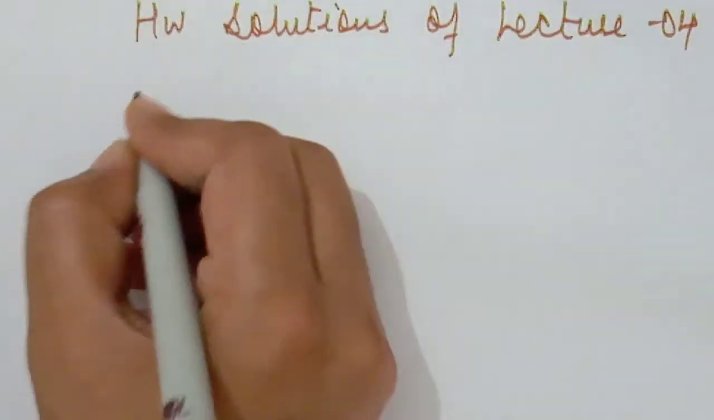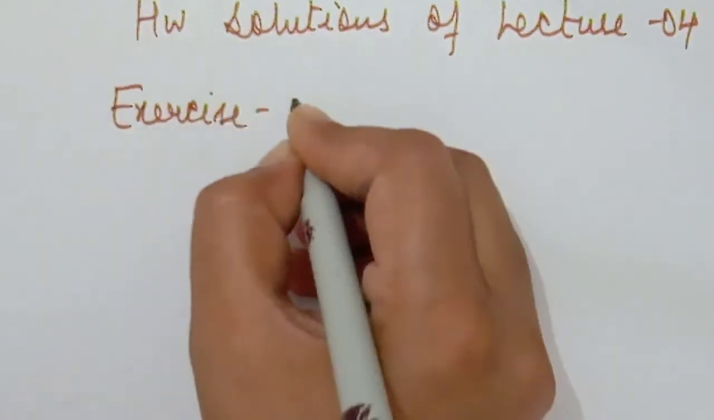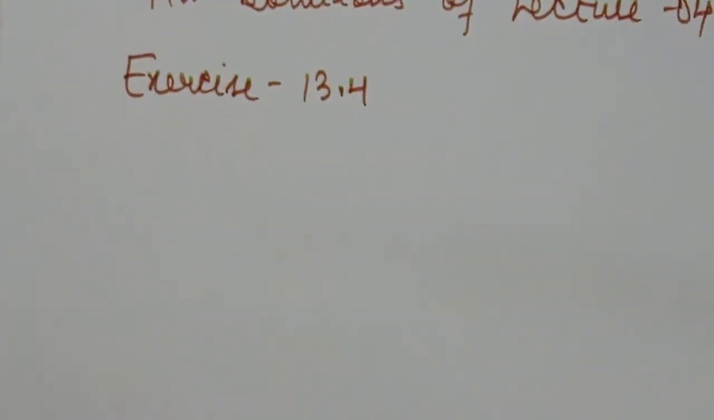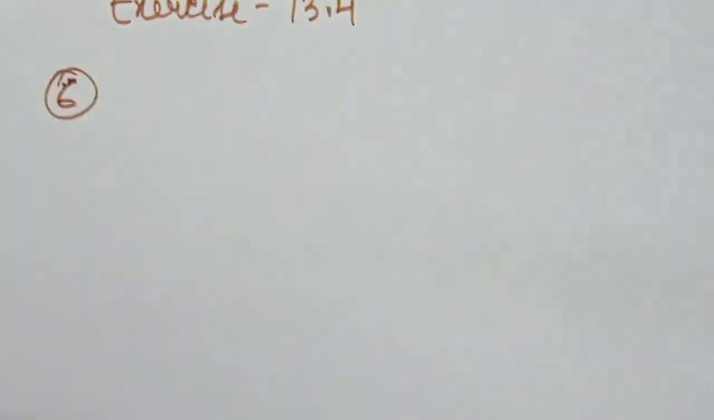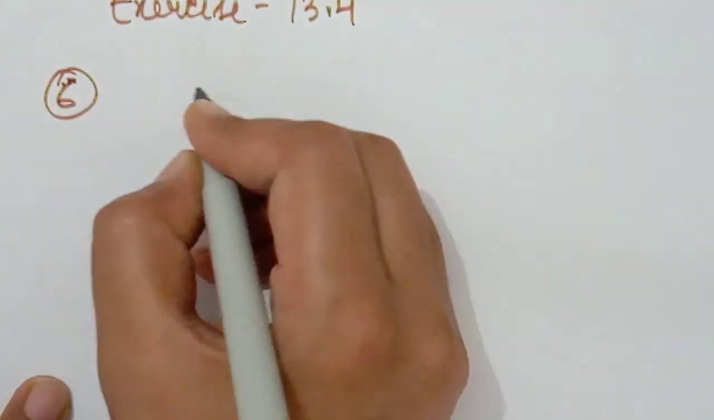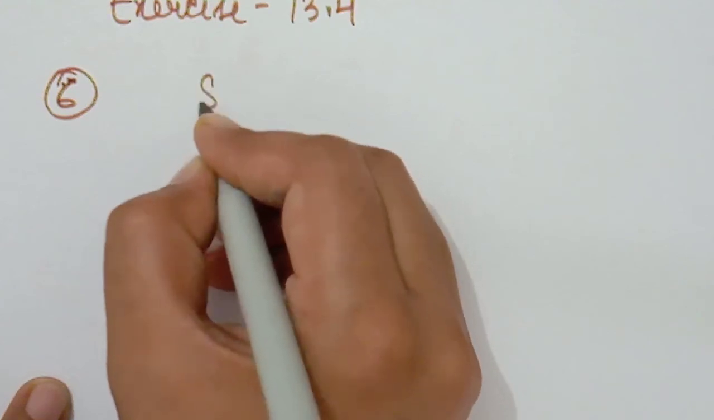From your exercise 13.4, I already took two questions in your lecture number 4. Now another doubt question, question number 6. Find the radius of the sphere whose surface area is 154 centimeter square. Most of the students are confused about what is given and what we have to find, the radius. So the surface area of the sphere is given.